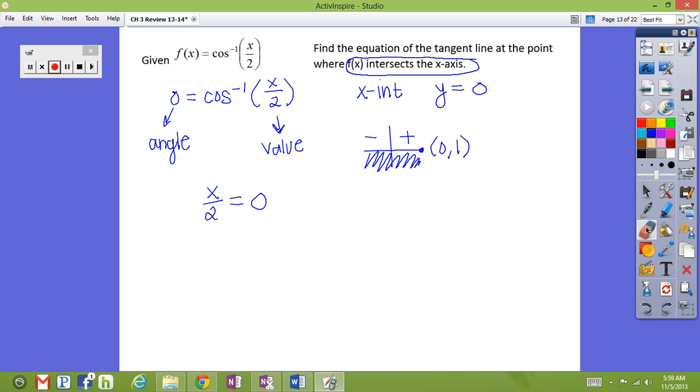Wow. I made the problem, I don't remember. So this is the angle, and this is the value. And the confusion is because I'm using the inverse function, so they're backwards in the statement. If this was cosine of x over 2, then this would be an angle. But since it's cosine inverse, the angle and the value switch places. So if the angle is 0, the value is 1, so therefore I get this, therefore x is equal to 2.